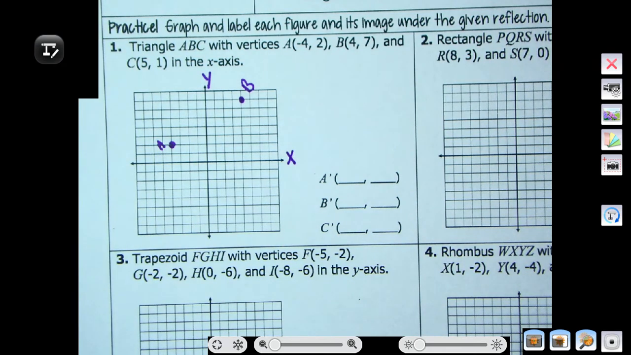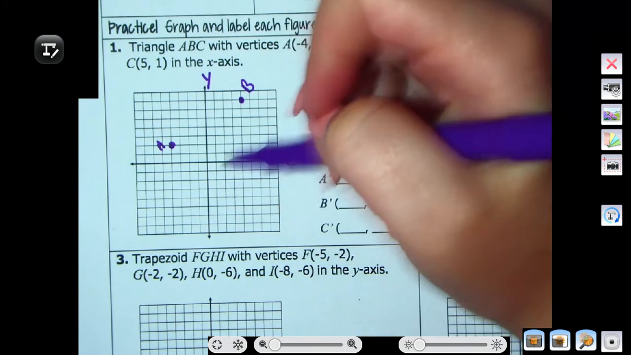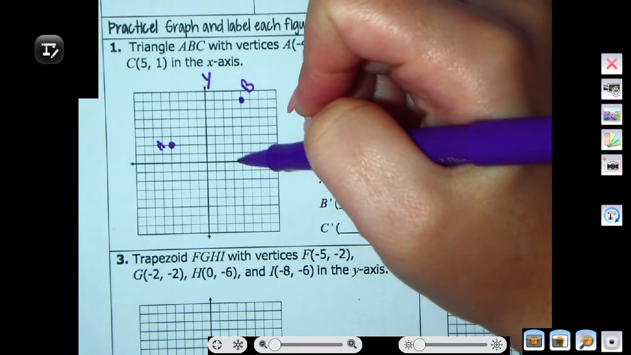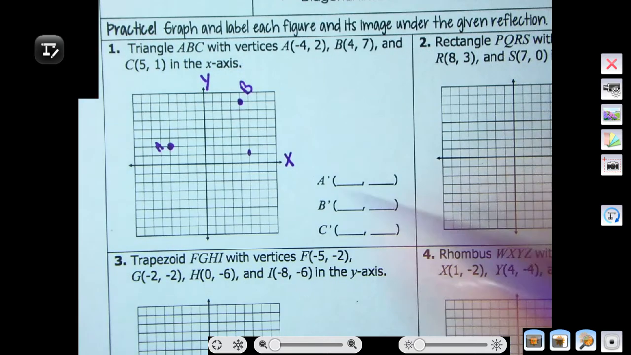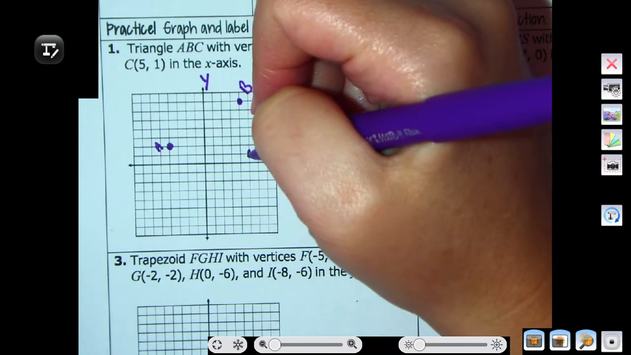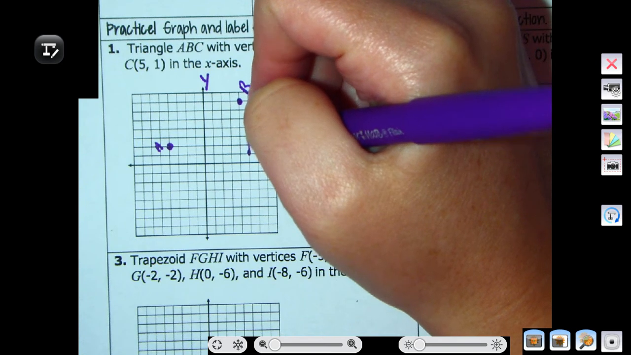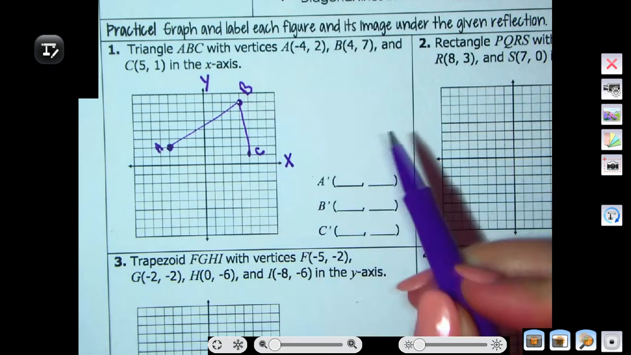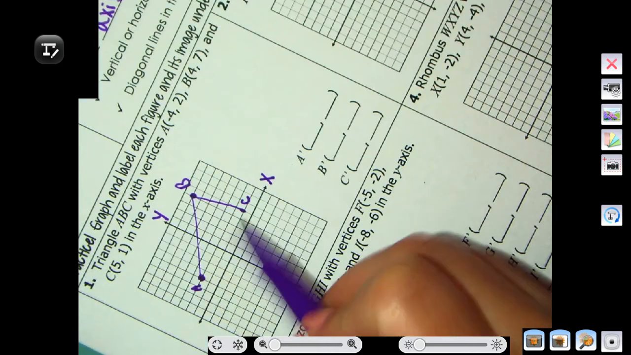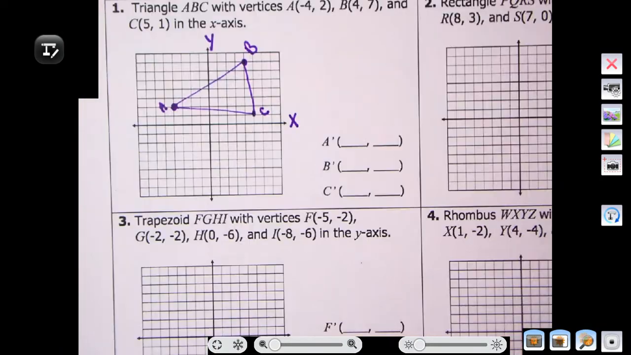All right, C is at 5, 1. So 1, 2, 3, 4, 5, up 1. I'm going to label that C, and then I'm going to connect these because I have a triangle. Okay, so there's my triangle.